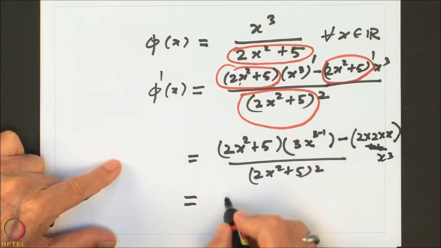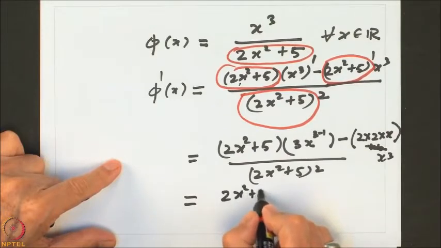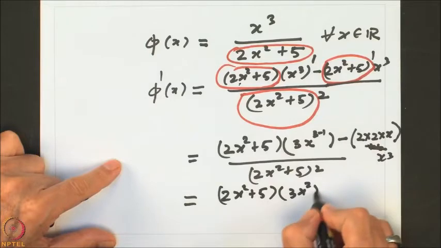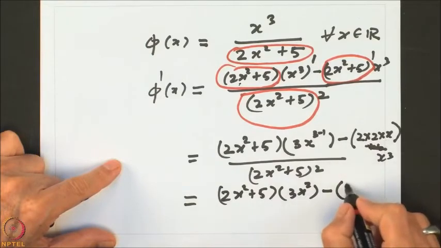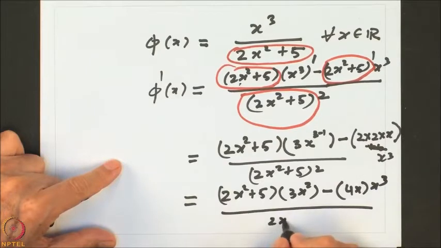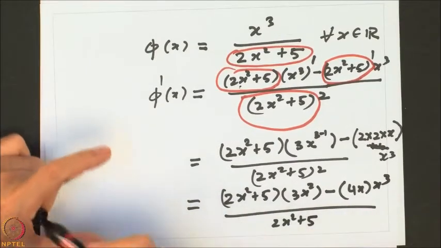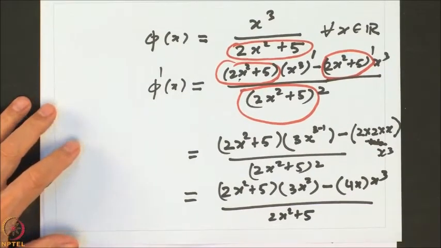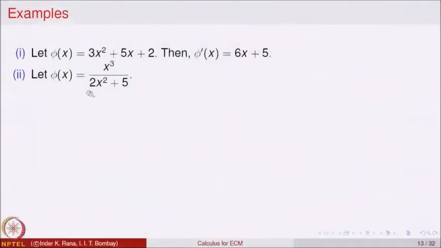So let us simplify this. It is 2x square plus 5 into the derivative, that is 3x square, minus 4x multiplied by x cube, divided by 2x square plus 5 whole square. So this is how you will compute the derivative for a quotient function. So let us revise this. So phi x can be thought of as the numerator x cube, which is differentiable, and the denominator 2x square plus 5, which is differentiable and is never equal to 0.